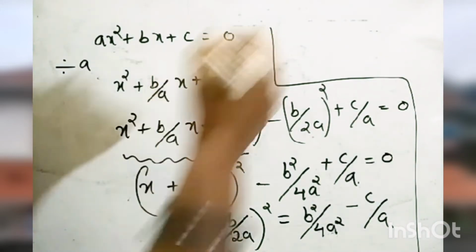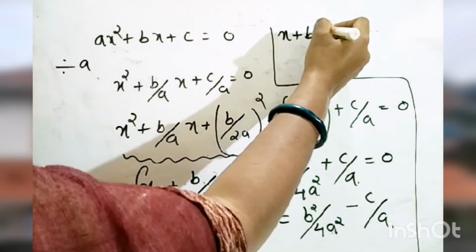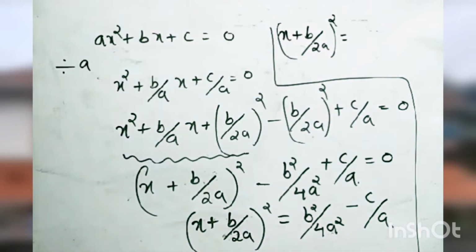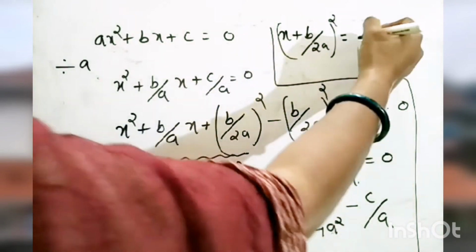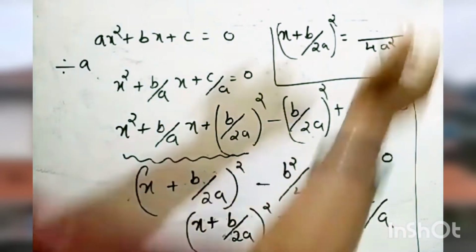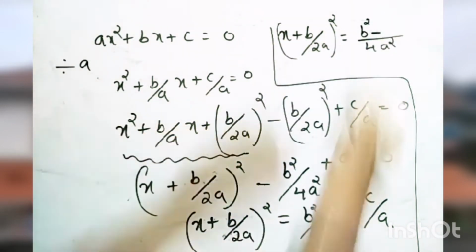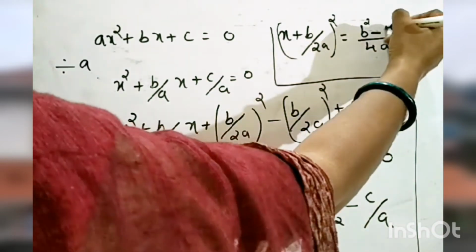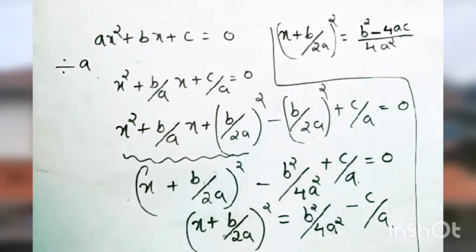Then we will get x plus b by 2a all square is equal to, I need to make the denominator 4a square. In the first term I have 4a square, so b square minus, here we have a but we need to make it 4a square. For that we need to multiply numerator and denominator by 4a, so 4ac. So what we got is b square minus 4ac divided by 4a square.